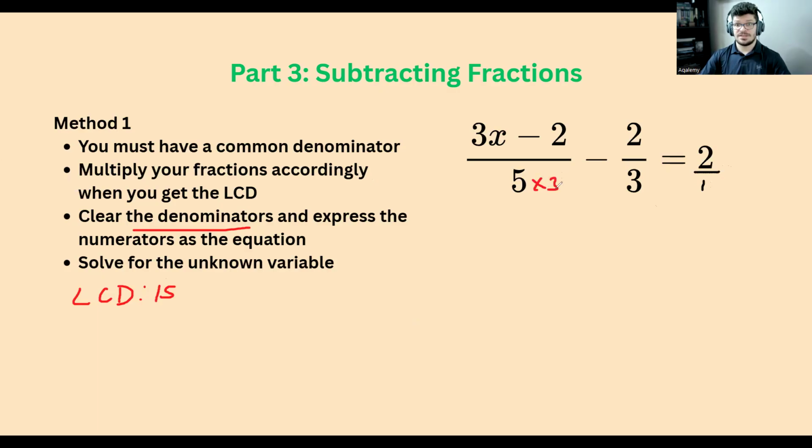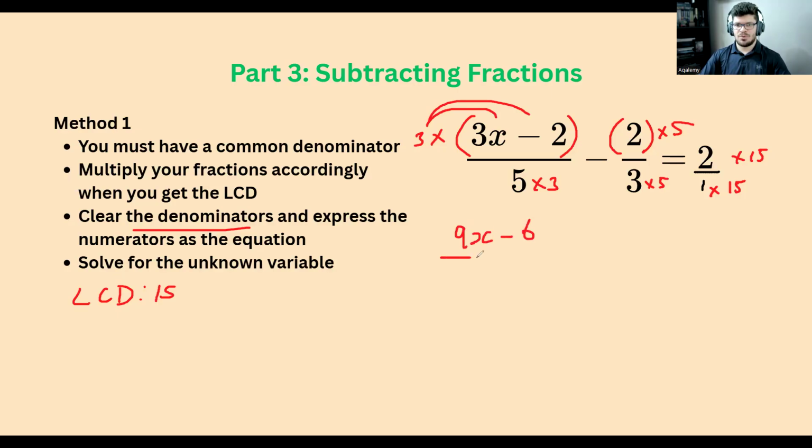5 times 3 gives us 15. This one times 3, just be careful. This one times 5. Times 15. We have now multiplied accordingly. Now we just need to open up. 3 times 3x, 3 times negative 2. This results in 9x minus 6. Let's write one primary division line. 15 minus, because of that sign, minus 10 is equal to 30 over 15.